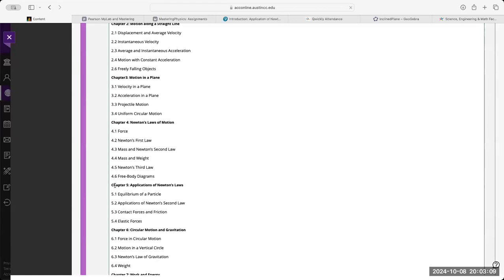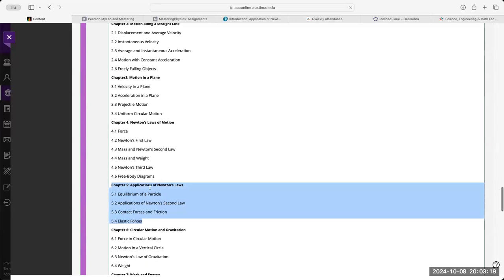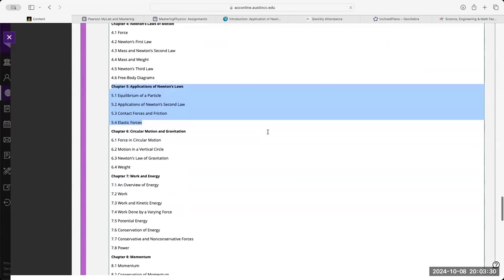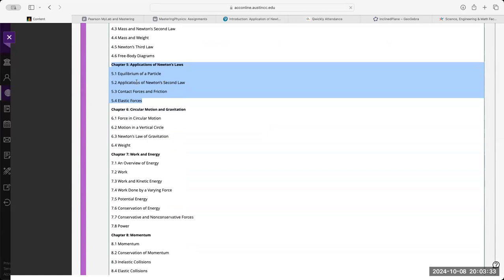Okay, let me share my screen. So in the syllabus, another topic that we are going to cover is chapter number 5, application of Newton's laws, equilibrium of particle, and this topic. And let me see, and exam. Okay, 6. Oh, okay, I am very behind. So we'll cover this one.